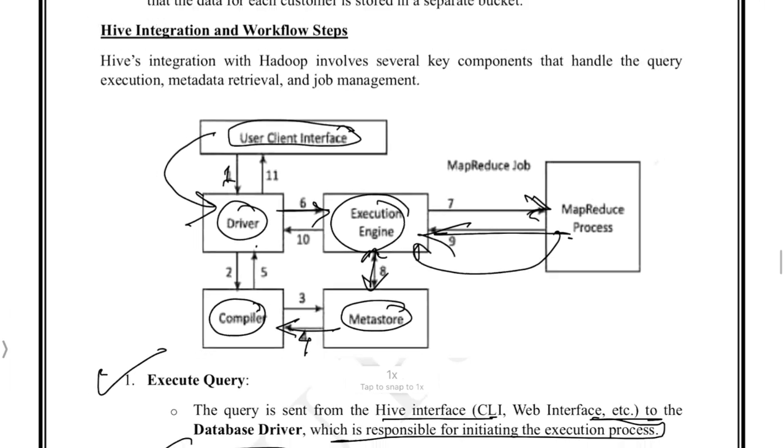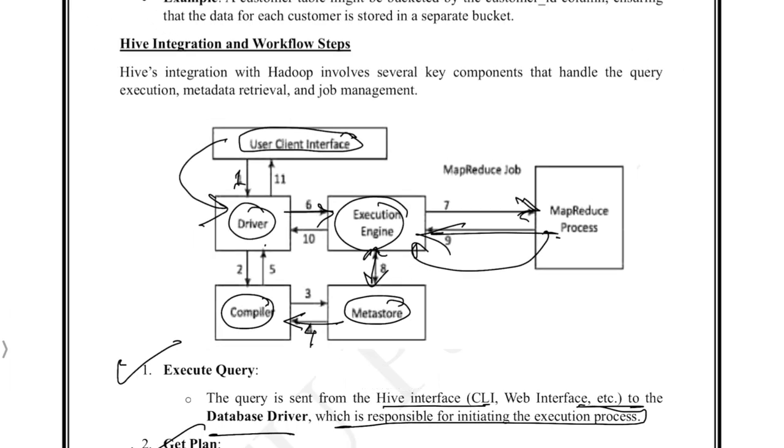Same thing again, I'll summarize the same. First you have the user client interface. What it will do is it will fetch a particular query. It is sent to the driver. Once it is sent to the driver, it will send to the compiler. The compiler will check for syntax, it will generate the parse tree and everything. Once done, it will send to the metastore.